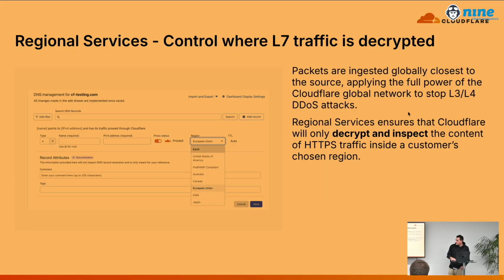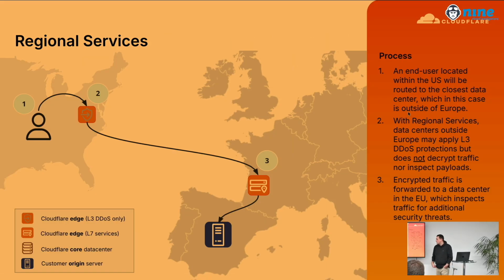Regional Services is then the part in the middle where the decryption happens, where you can say, okay, I want the region where decryption can happen to be only in Europe, right? So you have your eyeball or your end user located in the US, who is ingested at the data center closest to them, which will also be US based.